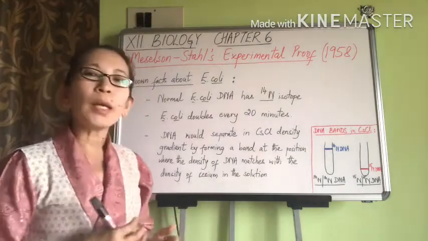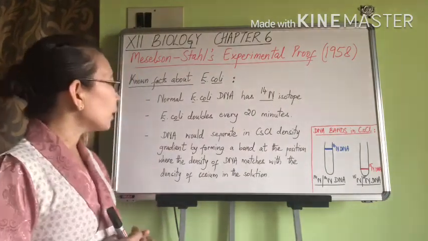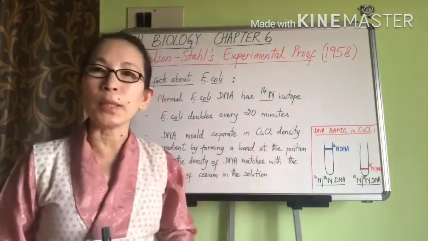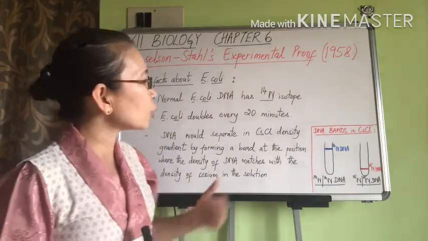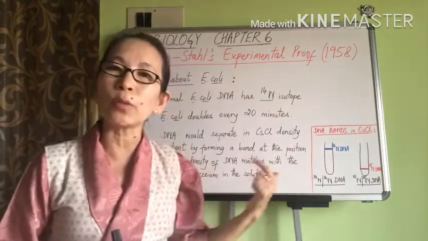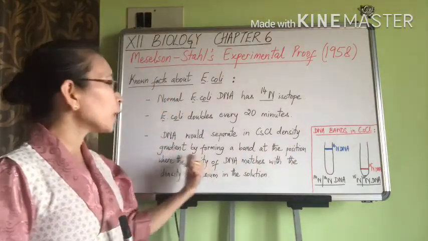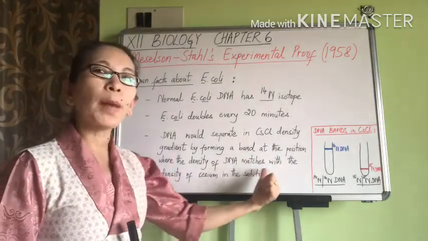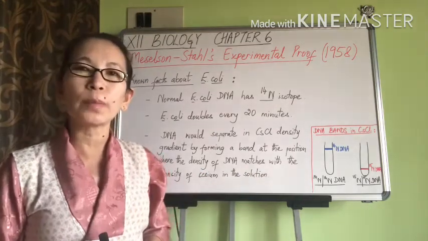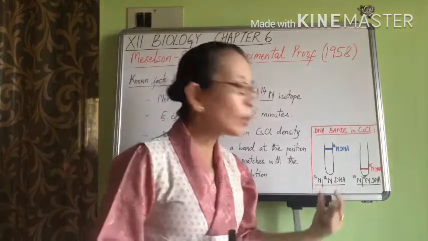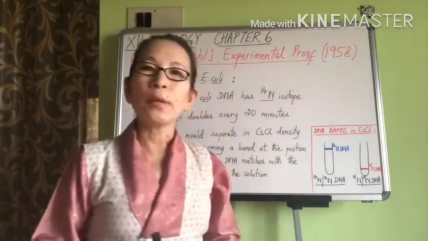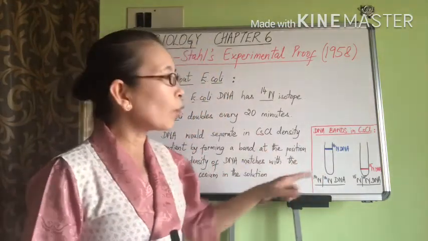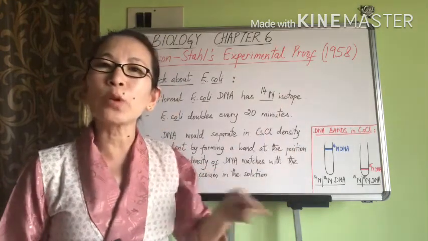Through their pre-experimental work, Meselson and Stahl came to realize that DNA can be separated in a cesium chloride density gradient medium. When DNA is added into the cesium chloride density gradient medium and then centrifuged, DNA gets separated by forming a band or bands at the position where the density of the DNA matches with the density of the cesium in the solution. Now suppose both the strands of the DNA have the N14 nitrogen isotope, then such DNA would be forming a top band in the cesium chloride gradients.